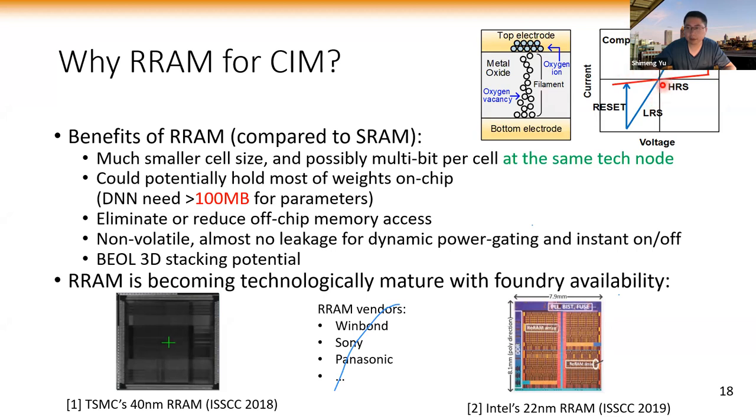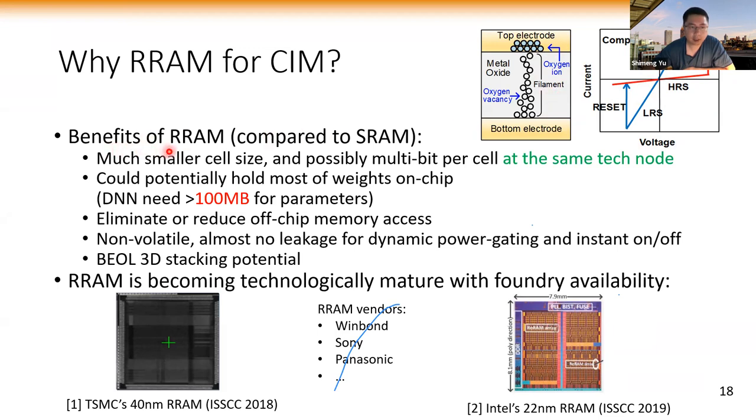Here, this is the typical current versus voltage characteristic of the RRAM. If we apply a large voltage, then the current may jump from the high resistance state to the low resistance state. And if we reverse the voltage polarity, we switch back from the low resistance state to the high resistance state. So this is like a variable resistor. And we can use the conductance of the device to represent the weight of the network.